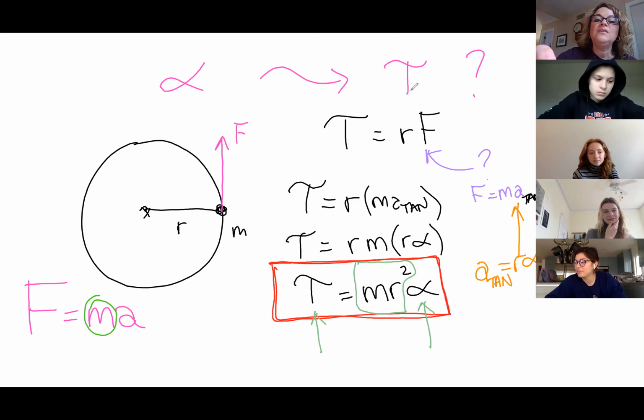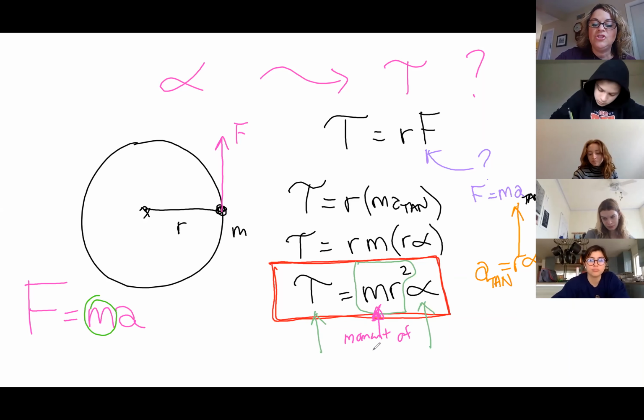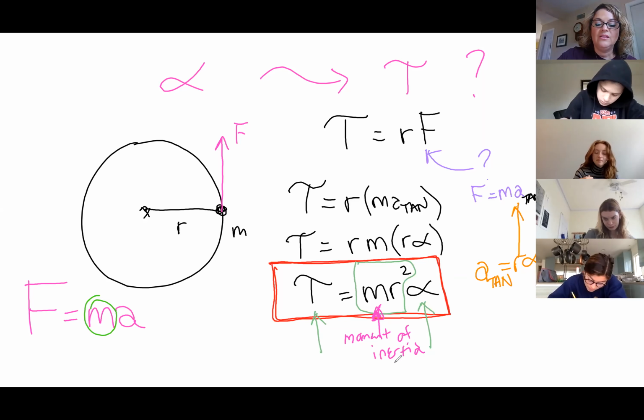So here in this new equation, we have this thing right here. It's a bundle, mr squared. And the name of it is actually the moment of inertia. It measures the rotational inertia of an object. And it is usually represented by the letter I, capital I.